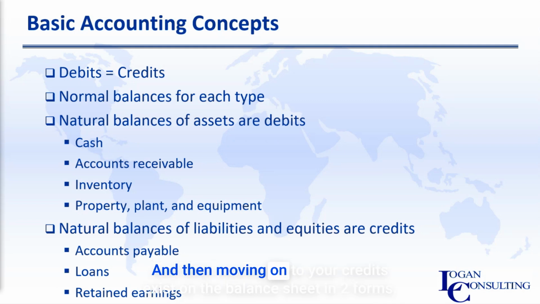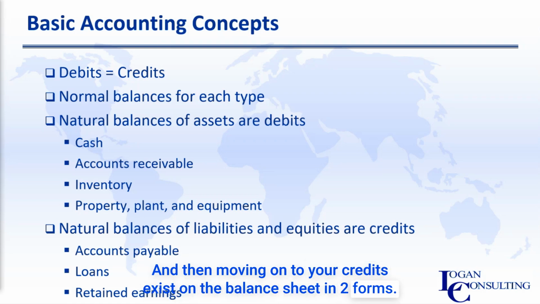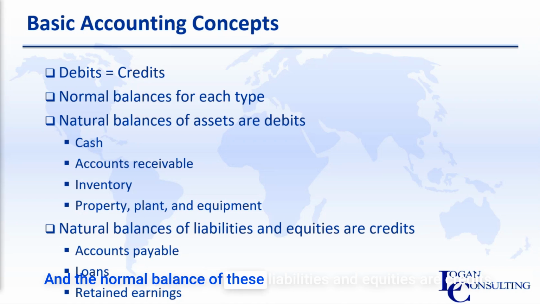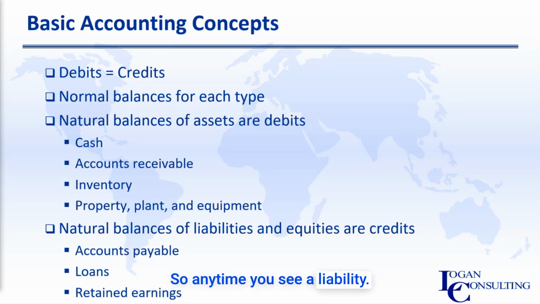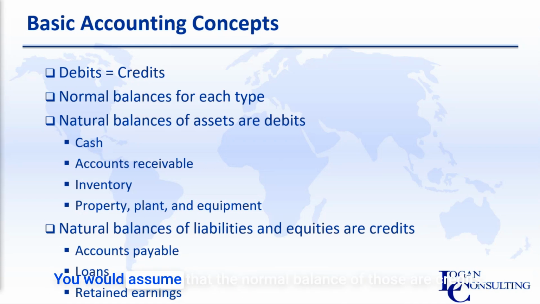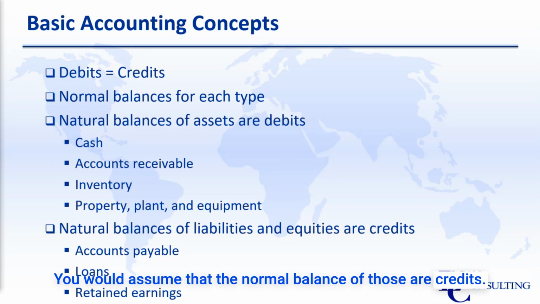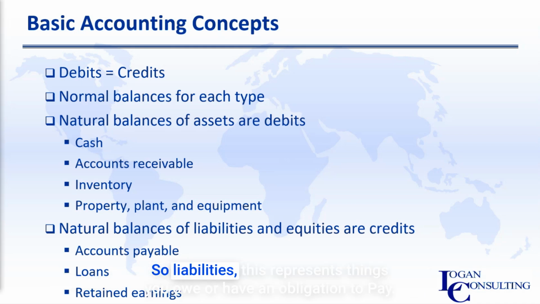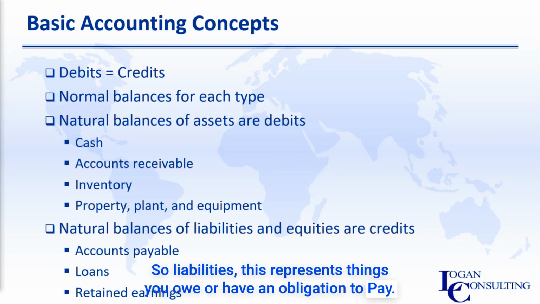And then moving on, your credits exist on the balance sheet in two forms. The normal balance of liabilities and equity is credits. So anytime you see a liability or equity, you would assume that the normal balance of those is credits. Liabilities represent things you owe or have an obligation to pay.